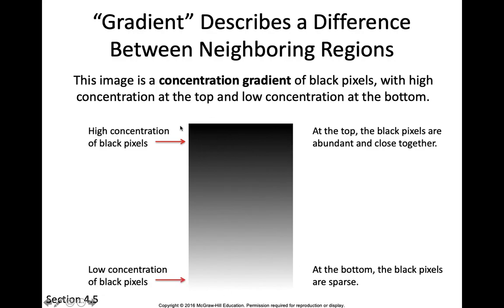Up at the top, you will see a large amount of black and a small amount of black at the bottom, fading to white. We can see a nice, smooth concentration gradient from black through a dark gray, through a light gray, a lighter gray, and then all the way to white. A very smooth concentration gradient from a very high concentration of black to a very low concentration of black down here. This is a concentration gradient.